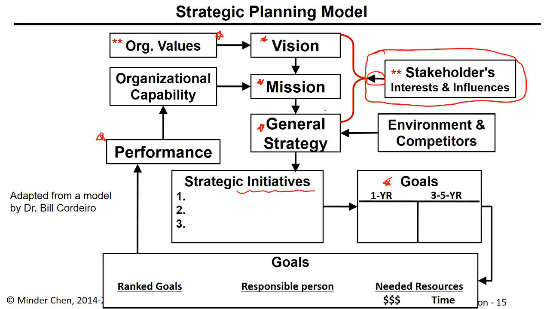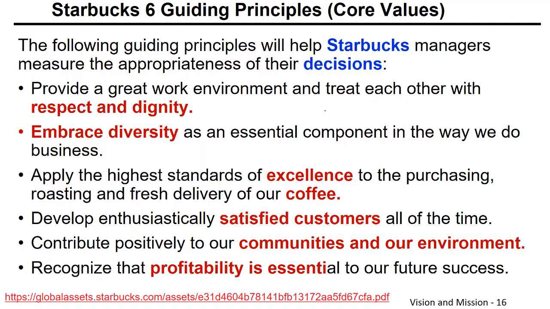But let's start with a few examples of organizational values, sometimes referred to as core values, principles, or beliefs of an organization. For Starbucks, they have six guiding principles. They use those principles to measure the appropriateness of their decisions. That's where the values come into play.